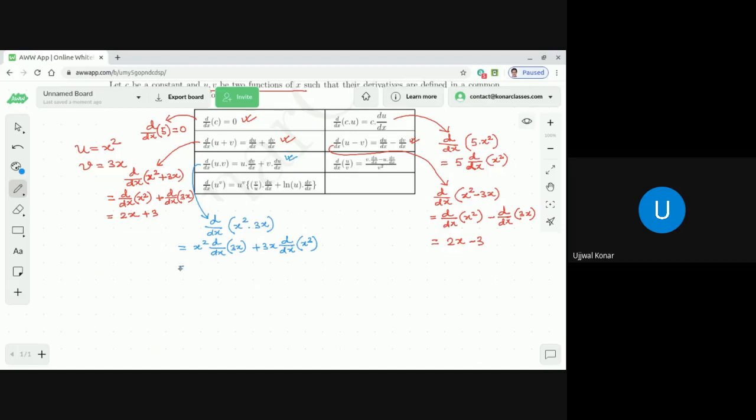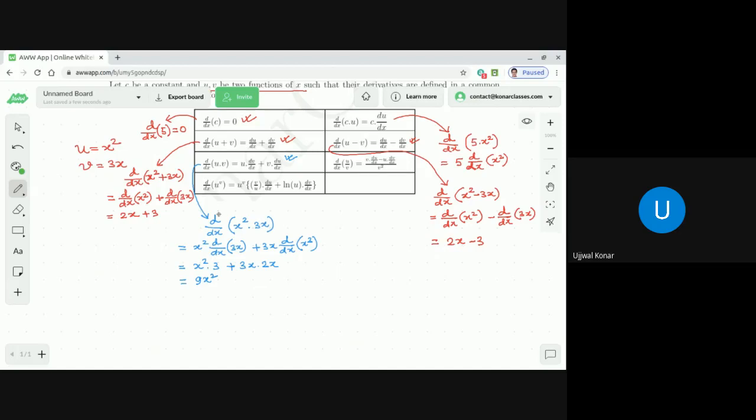So now we just learned x square into d/dx of 3x is 3, plus 3x into d/dx of x square, which is nothing but 2x. So that is equal to 3x square plus 6x square, so that is equal to 9x square. But we can do it in some different manner also.